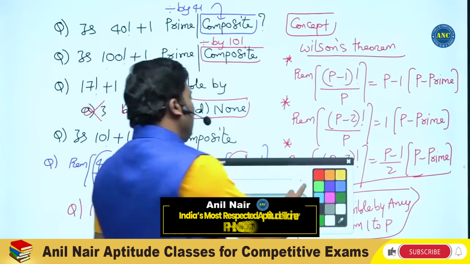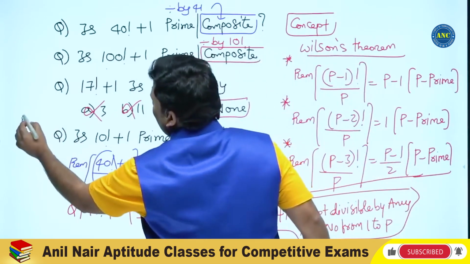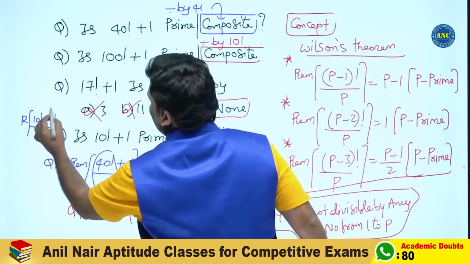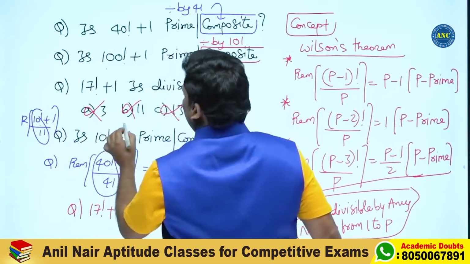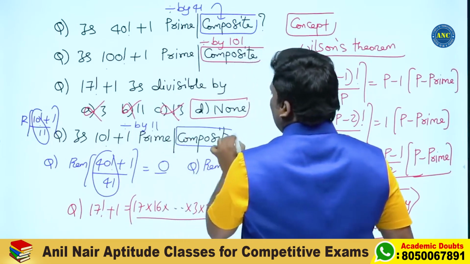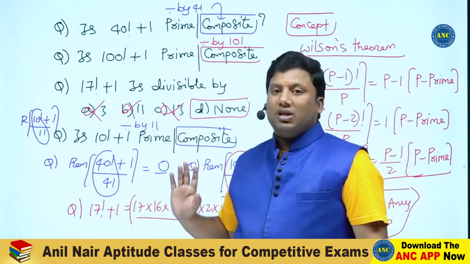Next, the fourth question. You can easily solve it. 10 factorial plus 1. That is (p minus 1) factorial plus 1 divided by 11. These 10 plus 1, this number is divisible by 11. The answer is composite. Put a star mark on this concept.